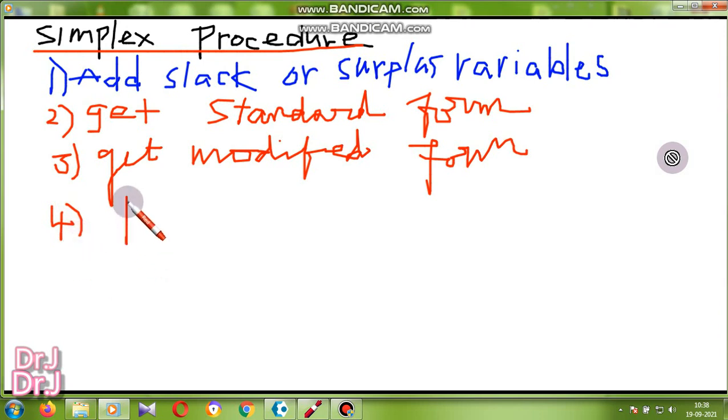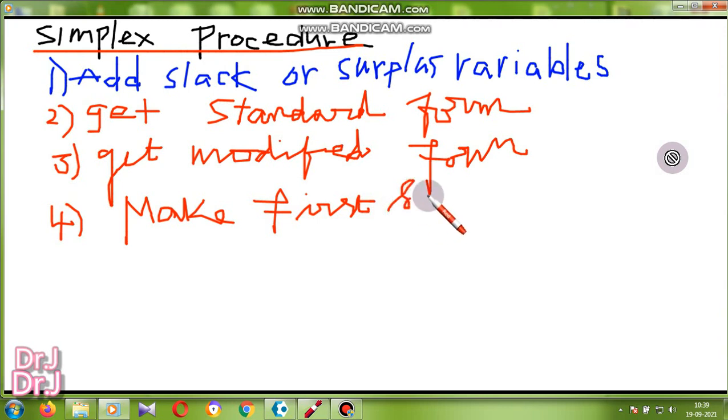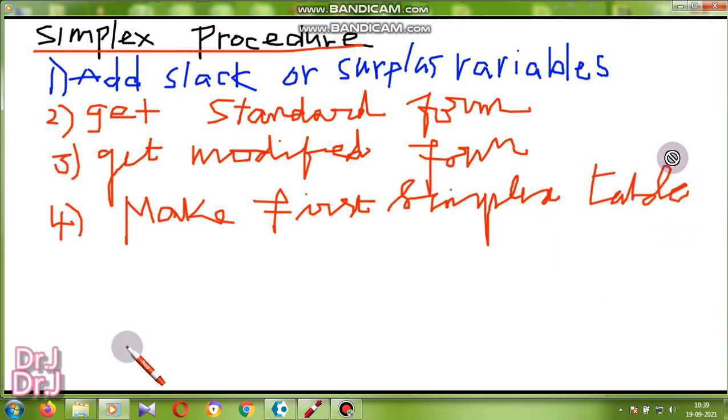Coming to the fourth step, after the modified form we have to fit that modified form into a simplex table called the first simplex table. Each problem will have more than one simplex table. Therefore we get the first simplex table by writing the coefficients of each variable inside the table. So a special table is there, that's called the simplex table. So the fourth step is to make the first simplex table.